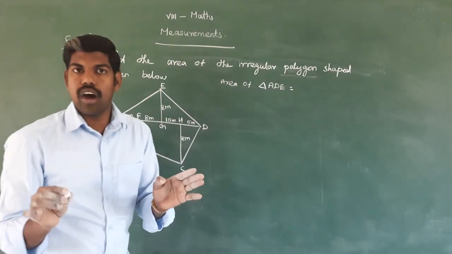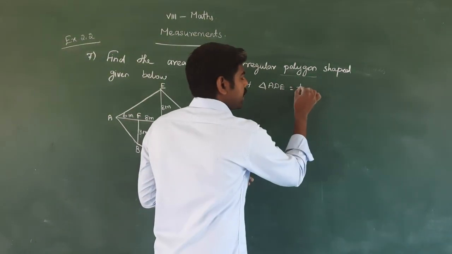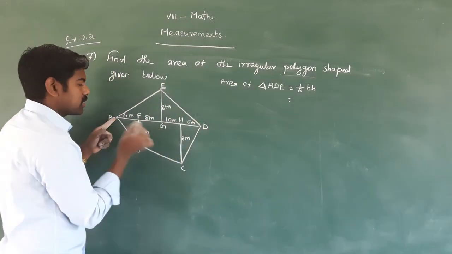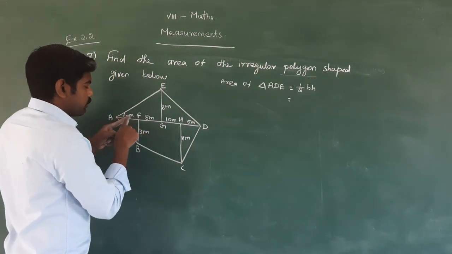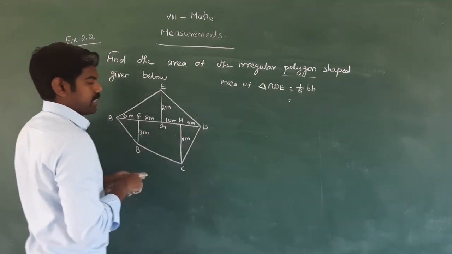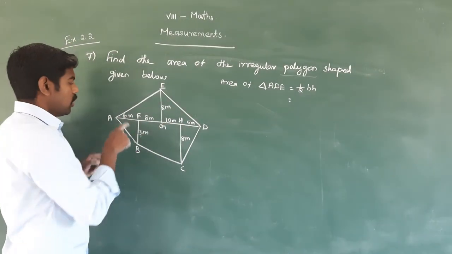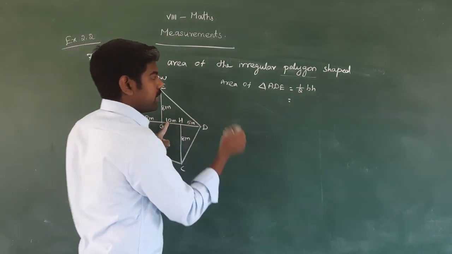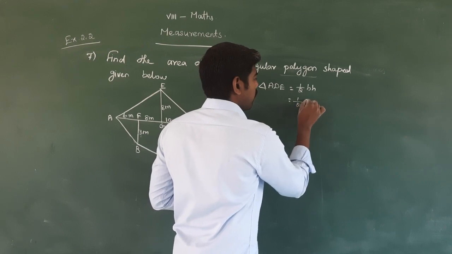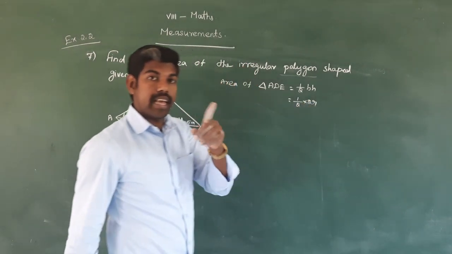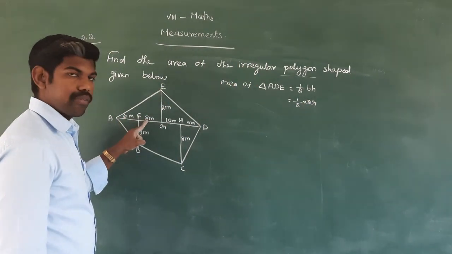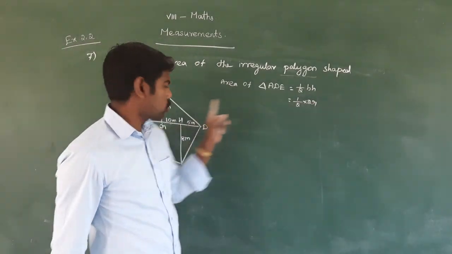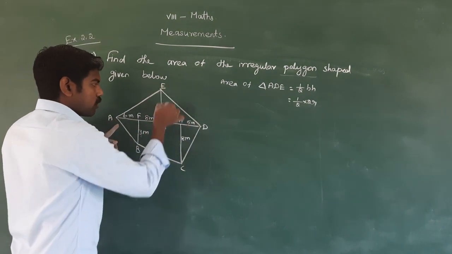Area of triangle formula half into B H, correct? Half B H formula. What is the base? Here this total length is the base. What is the total length? 6 meter plus 6 meter plus 8 meter plus 10 meter plus 5 meter. So 6 plus 8 is 14, 14 plus 10 is 24, 24 plus 5 is 29. So 1 by 2 multiplied 29. Base is 29 meters. And height is equal to this height.